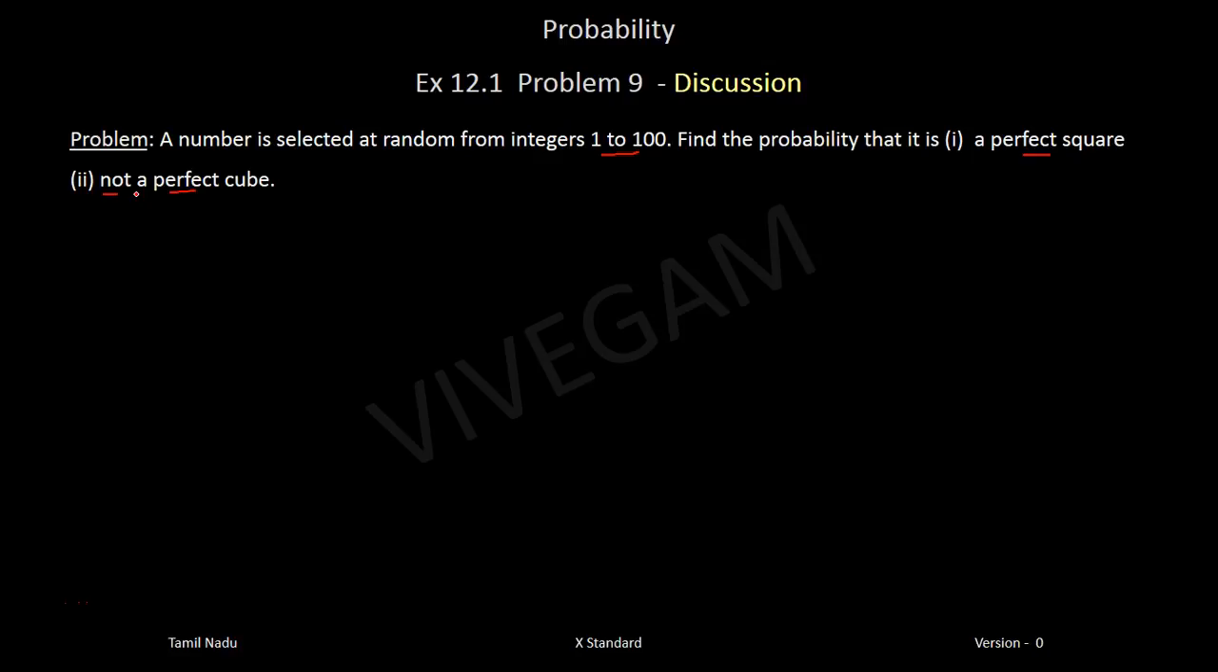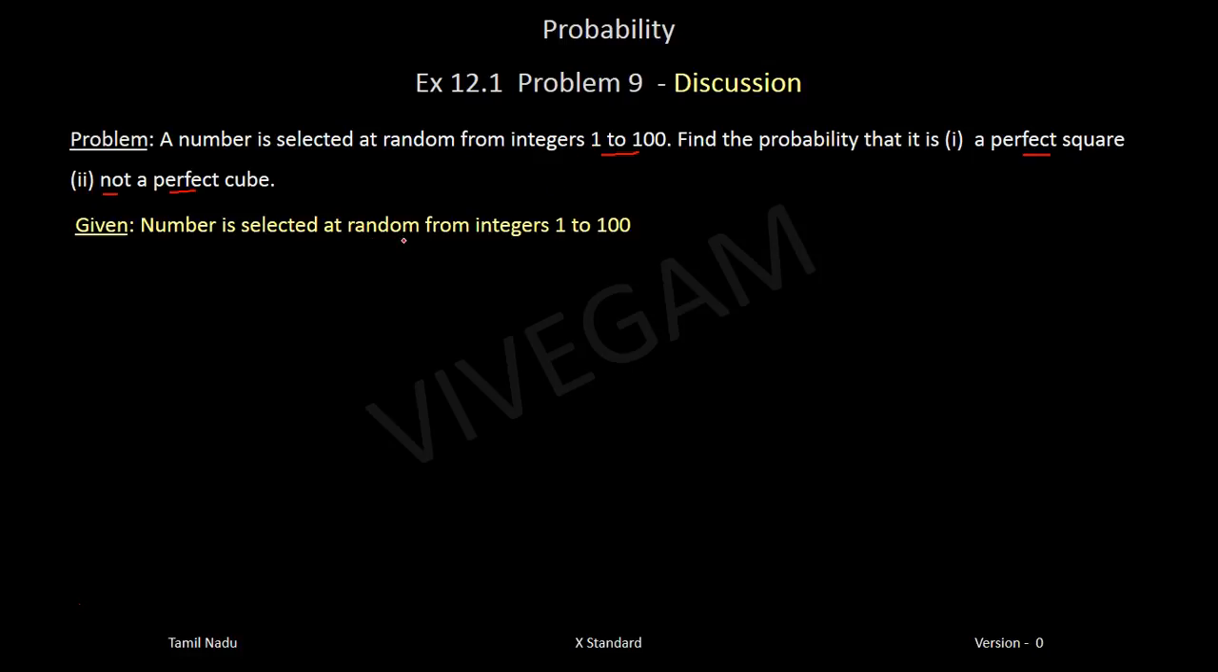So, probability of getting a perfect cube is 4 divided by total number of outcomes, which is 100, right? Because there are 100 numbers, 1 to 100. So, 4 divided by 100 is 1 by 25. So, not a perfect cube is 1 minus 1 by 25, that is 24 by 25, will be the probability of getting not a perfect cube. Okay? So, let's get going.